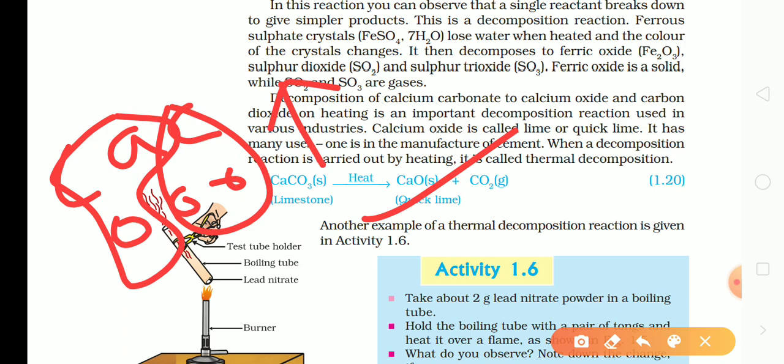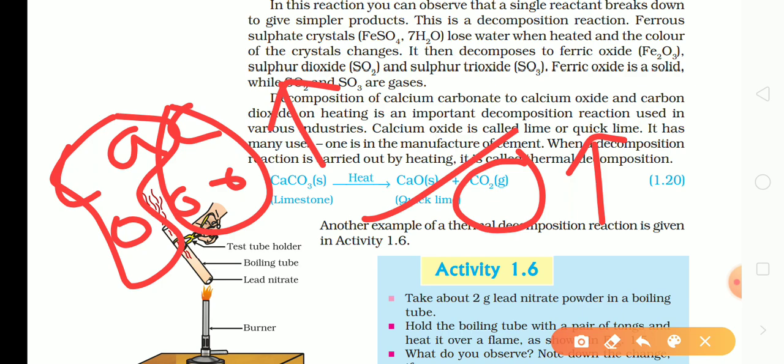After the chemical reaction, we can only see white powder, that is calcium oxide. And since carbon dioxide is a colorless gas, it has already escaped into the atmosphere, so we cannot see the liberation of carbon dioxide. These are some examples of decomposition reactions which take place on heating.